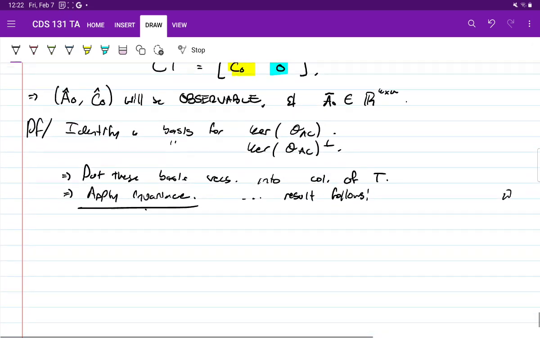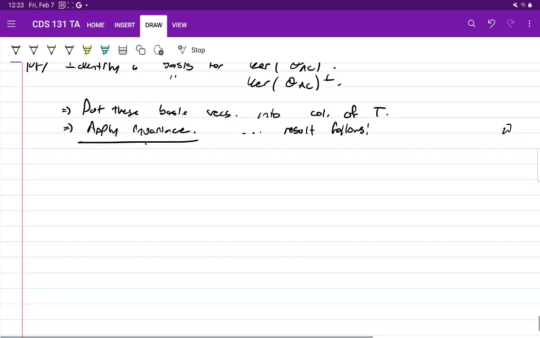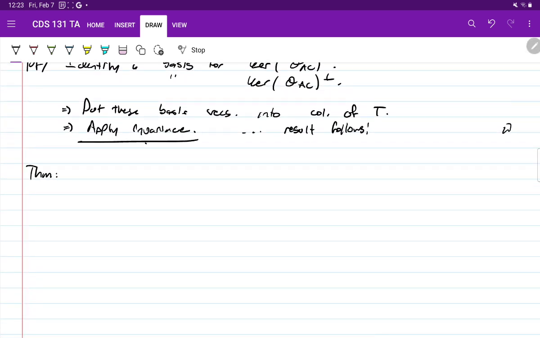Okay. So now, using this idea of the observability decomposition, which really precisely splits our system into an observable part and an unobservable part, we could say what it means for the system to be detectable. All right, so you can think of detectable as the observability analog of stabilizable. All right, so let's define this. That's not a theorem, that's a definition. So definition, detectable.